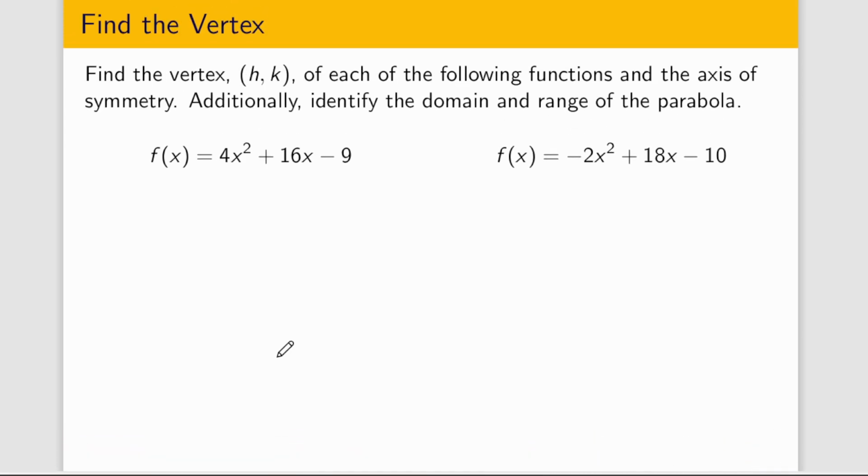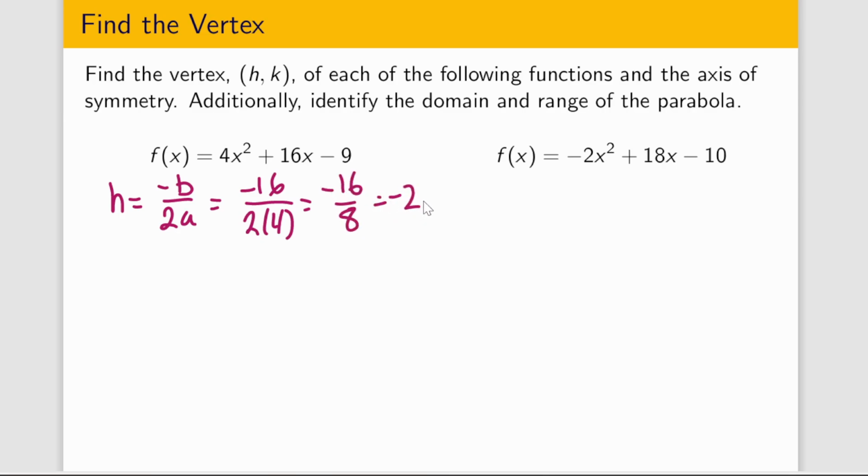So let's practice finding the vertex. The x-coordinate of the vertex is negative b over 2a. In this case, negative b would be negative 16 over 2 times 4, since 4 is a. 2 times 4 gets us 8. Negative 16 over 8 is negative 2. I'm only halfway there because I've only found the x-coordinate of the vertex. To find the y-coordinate of the vertex, I then plug negative 2 into the function.